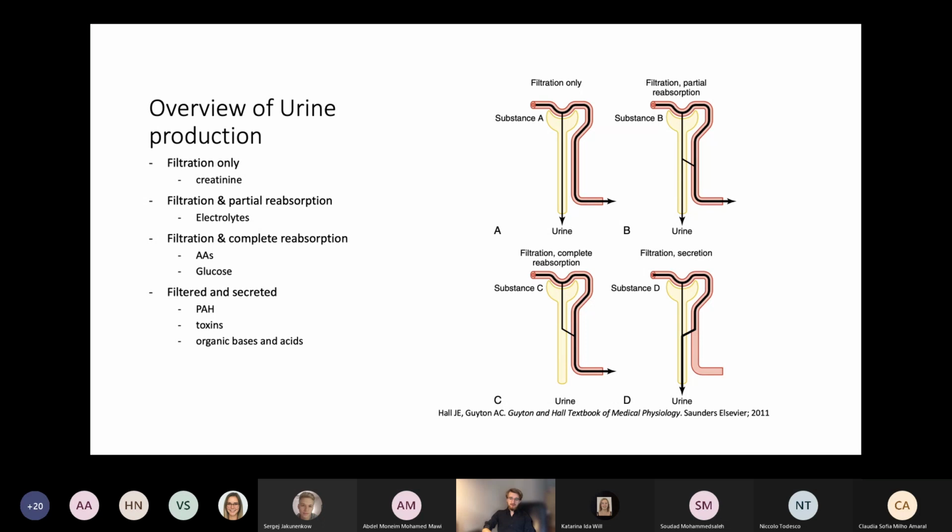Filtration and partial reabsorption, so this diagram right here, is basically for almost any other substance, especially electrolytes. Filtration and complete reabsorption is for all of the substances that the body cannot afford to lose, especially amino acids and glucose. And filtration and secretion is especially important for the substances that the body needs to get rid of. So an important example is PAH, para-aminohippuric acid, and various toxins and organic bases and acids.